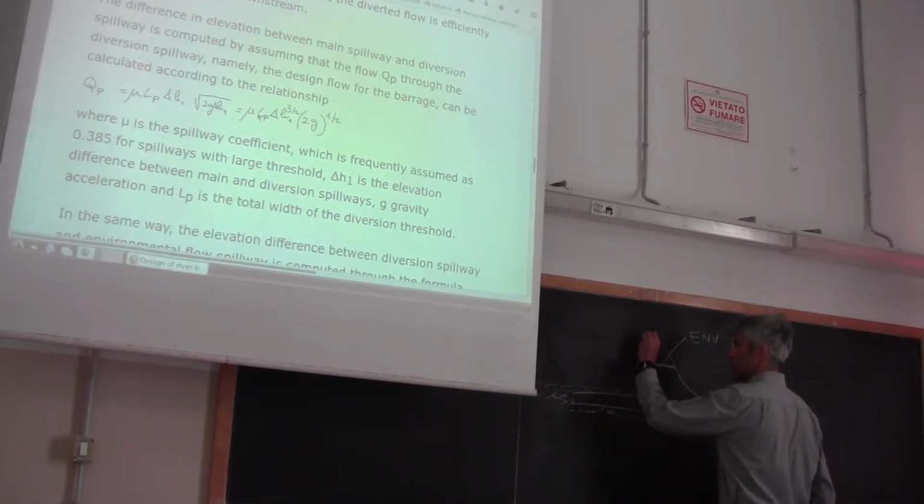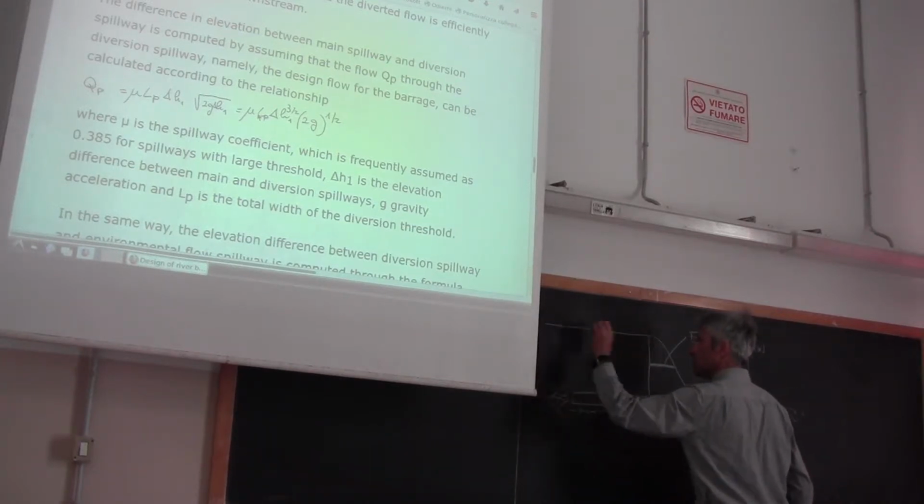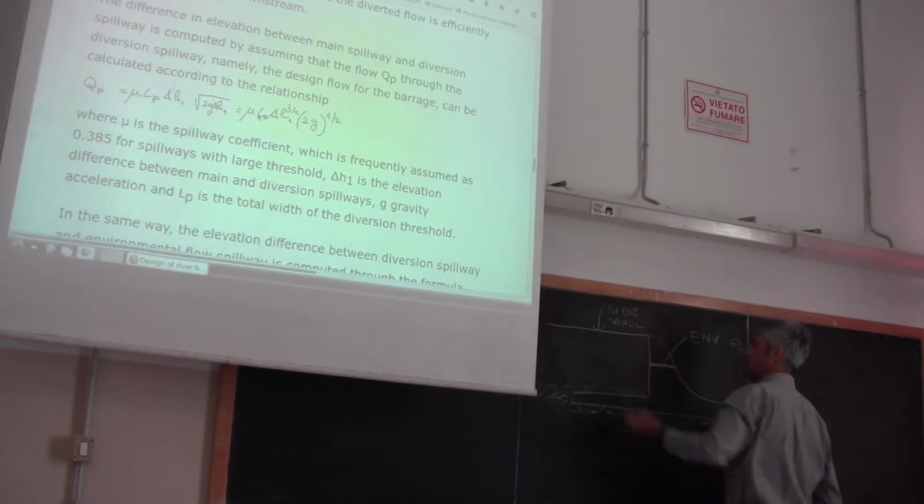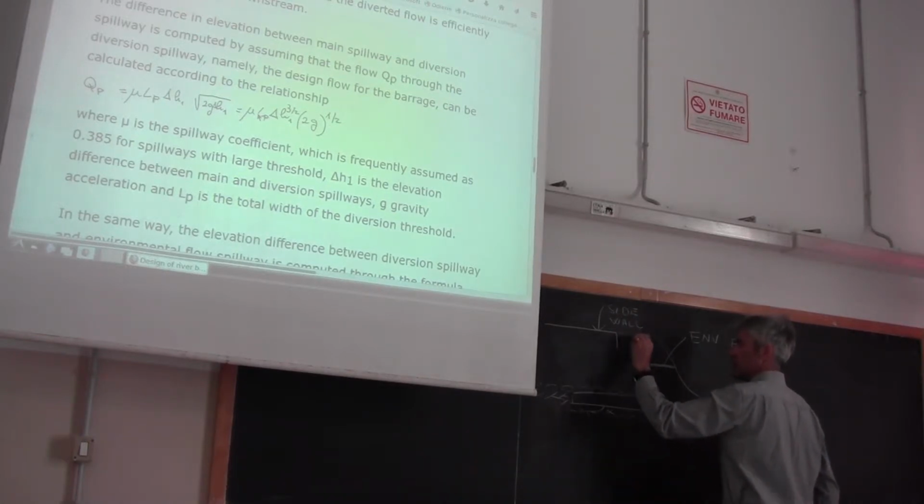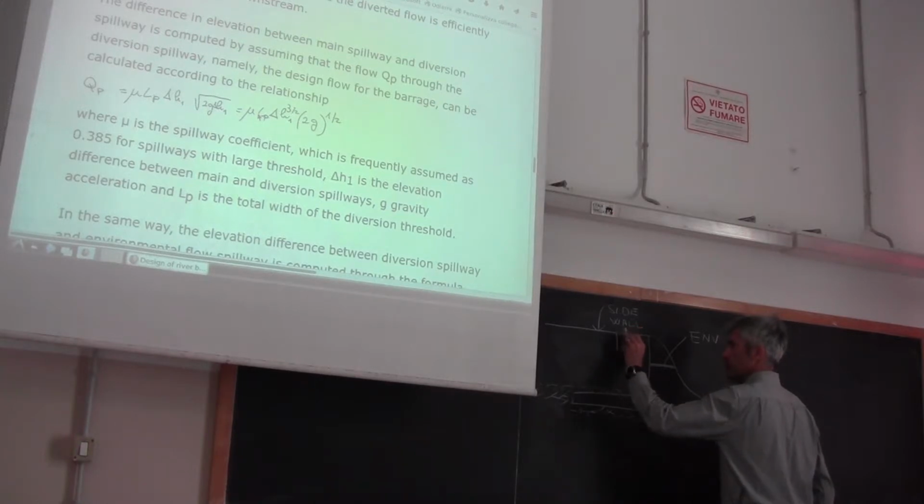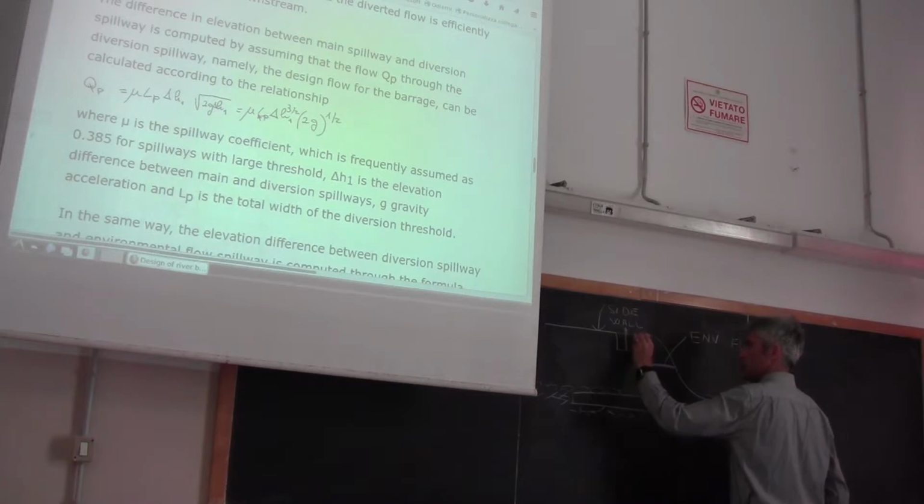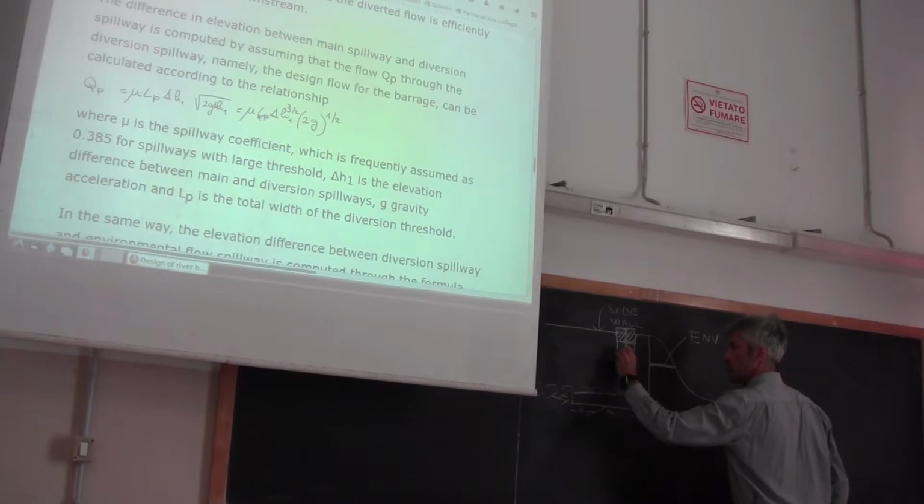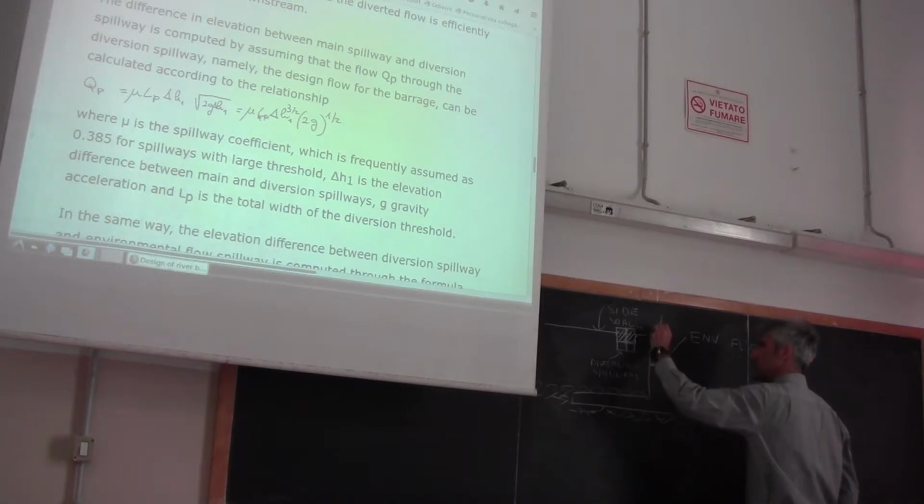Let me depict the diversion spillway here in this way. Let's suppose that this is the side wall of the structure. And in the side wall, you may have here the diversion spillway with a gate, possibly. Usually there is a gate here which goes up and down along a screw. And here you have the diversion spillway. And this is the main spillway.